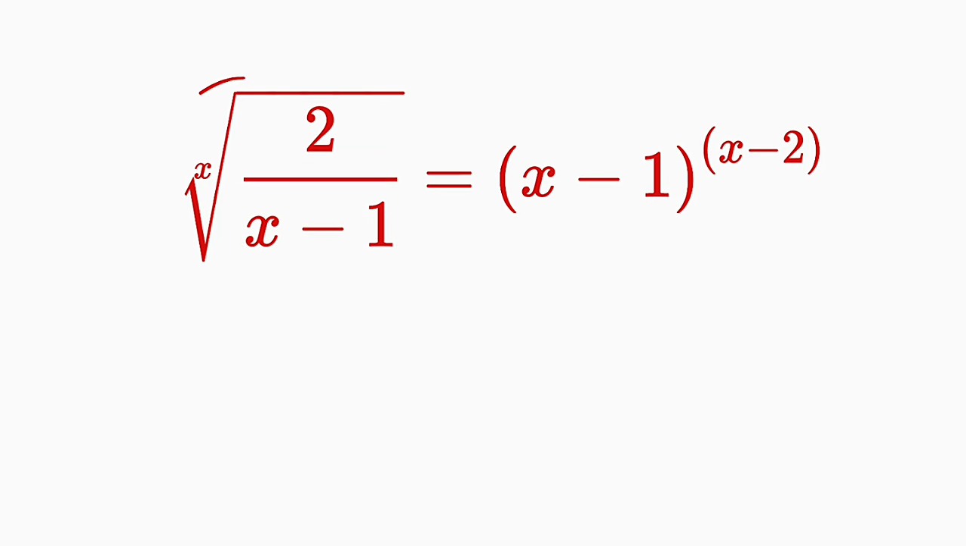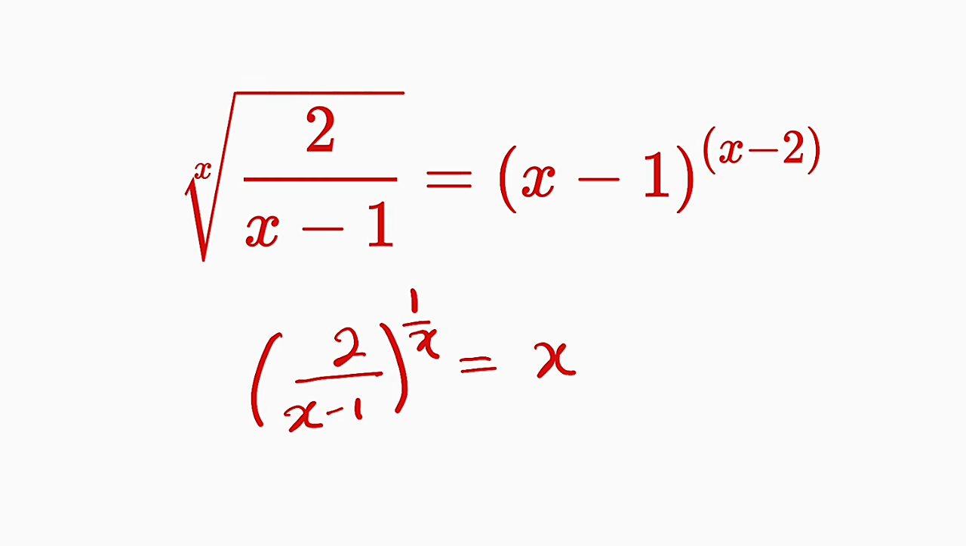First of all, I would like to transform this root into 2 divided by x minus 1 to the power of 1 over x, all the same. So we have 2 divided by x minus 1, raised to the power of 1 divided by x. This is equal to x minus 1 raised to the power of x minus 2.